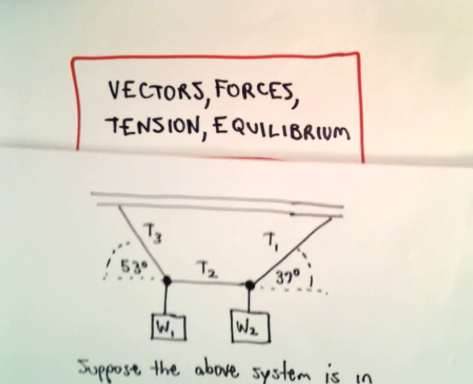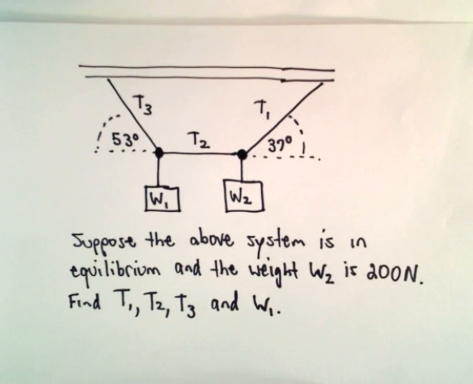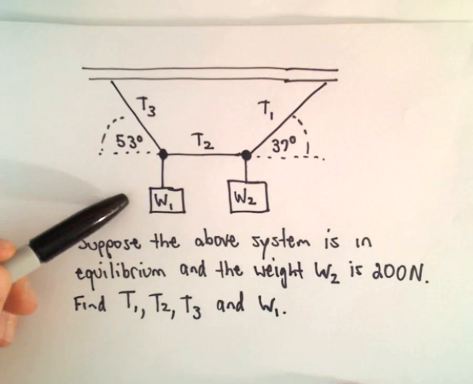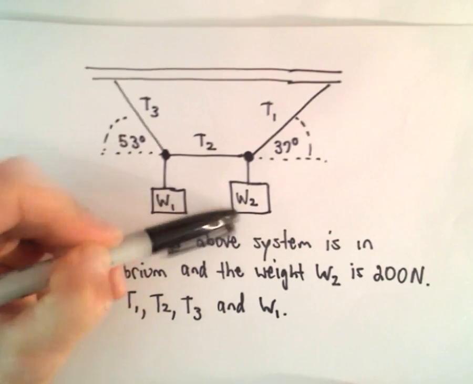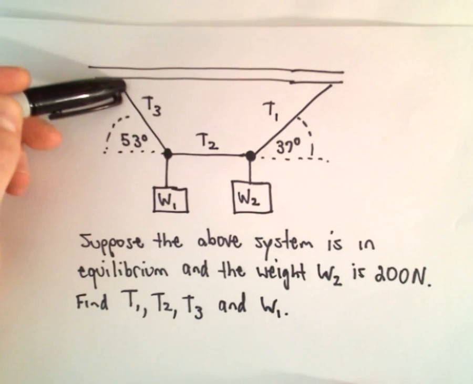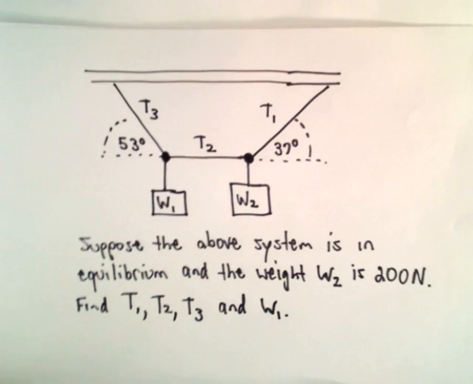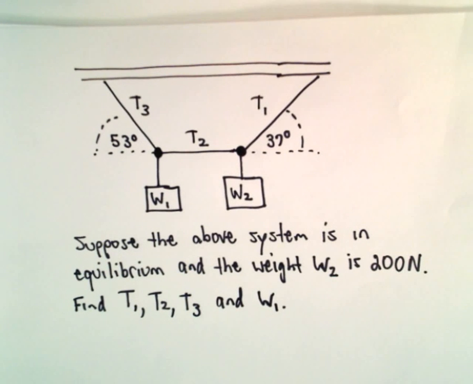Okay, so I want to do one more example here of where we have a system in equilibrium. We've got a system in equilibrium, and we're given the weight W2 hanging down, which is 200 newtons. We want to find the tensions T1, T2, T3, and we're going to find the weight of the other object here.